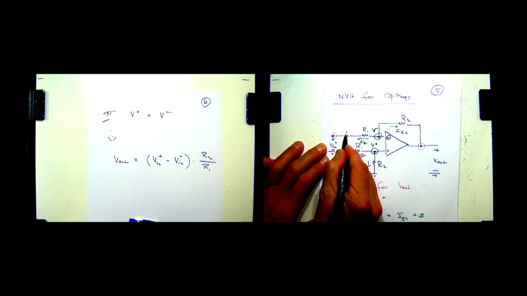Be careful that the current flowing into these terminals is not zero, because there are these resistors here. So if you want zero current, what do you do? Well, you put a buffer out in front. Okay.